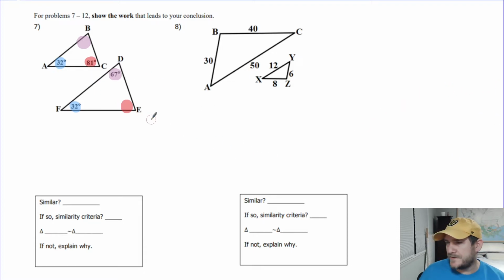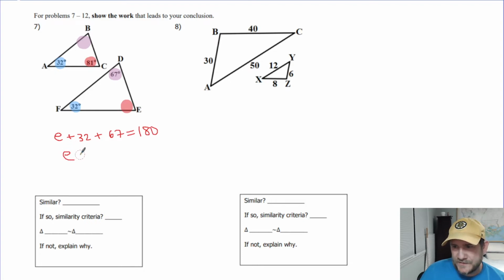So let's solve. Let's say that angle E plus the 32 plus the 67 has to make 180. Again, all triangles add up to 180. So this means angle E plus 99 equals 180. So you subtract 99 from both sides and you do get 81. So that means angle E is 81, and we knew that angle C was 81. So we can now say, are they similar? Yes, we know that they are. If so, what's the similarity criteria? It's the angle-angle similarity postulate.